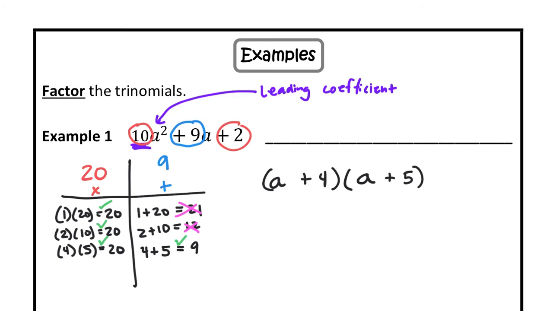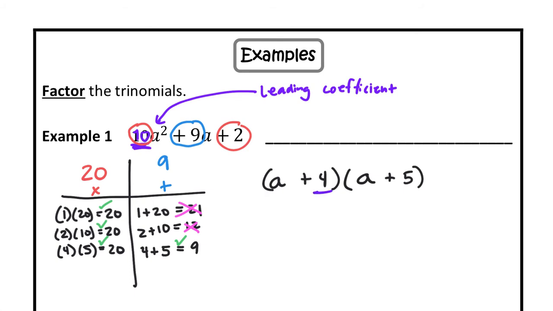But be careful, because we're not done yet, right? We need to work with the leading coefficient. So come back and remember, was there a number in front? That number in front is the leading coefficient. So the leading coefficient is 10. Let me color it in purple. The leading coefficient is 10.